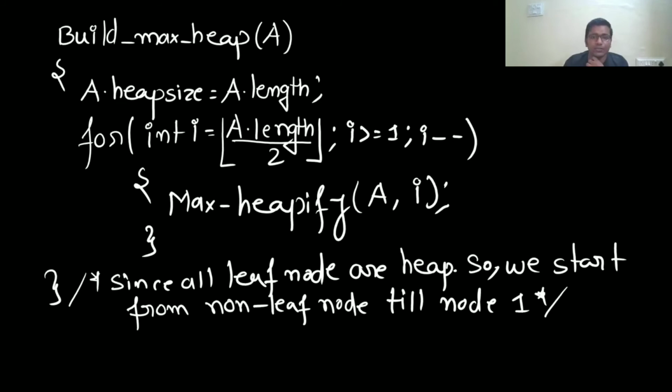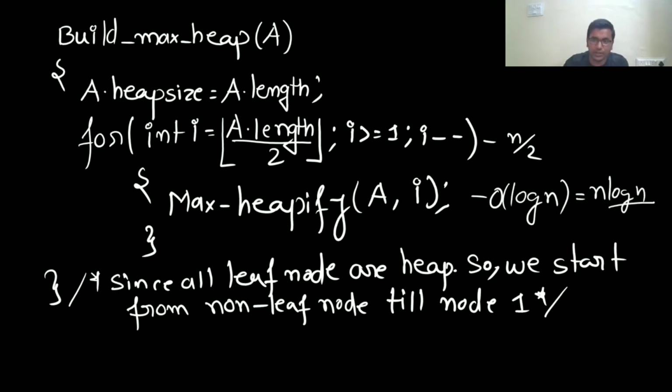So you know that this loop is going to run half times, and every time it is going to run Max-Heapify, you know that the time complexity of Max-Heapify is big O of log n. So you might assume that n log n is going to be the time complexity, because this loop is going to run till n by 2 times and the Max-Heapify time complexity is log n. Okay, but it is incorrect.